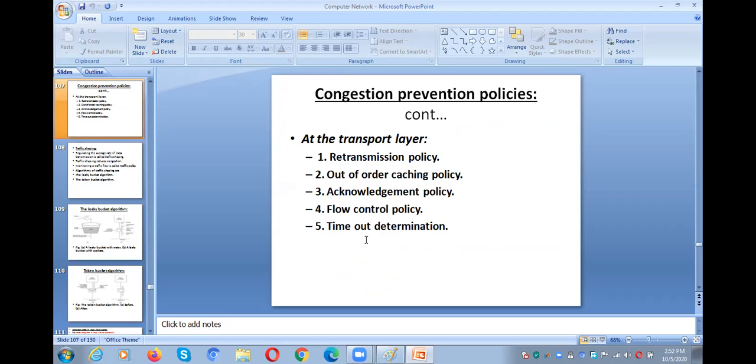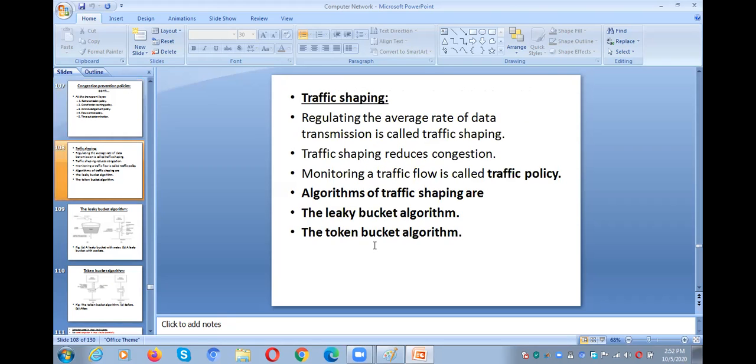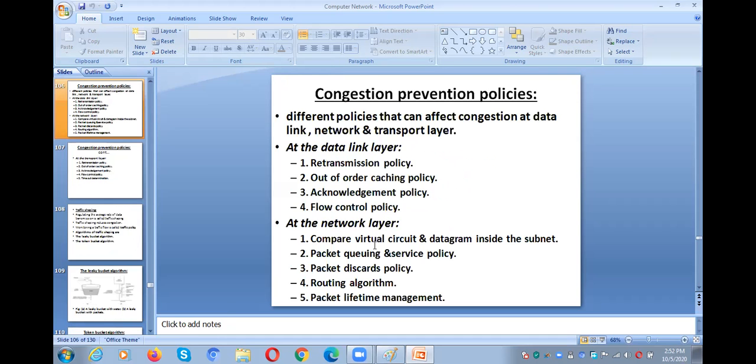If it is too high, the delay will be more. The time it takes to transfer a packet from source to destination is more. If it is too short, the packet may not reach the destination. So the time to transfer the packet from source to destination need to be not too high, not too low. It need to be minimum. Those are about congestion prevention policies.